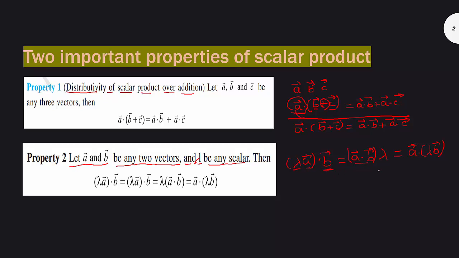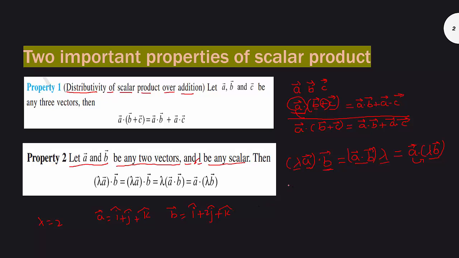Either you can make the dot product first, then multiply with the scalar value, that is lambda, or you can multiply the scalar value with B and then make the dot product with that particular term. So it is not going to give you any problem. That means, let us take one example. Let lambda be equal to 2, vector A equal to i cap plus j cap plus k cap, and vector B equal to i cap plus 2j cap plus k cap.